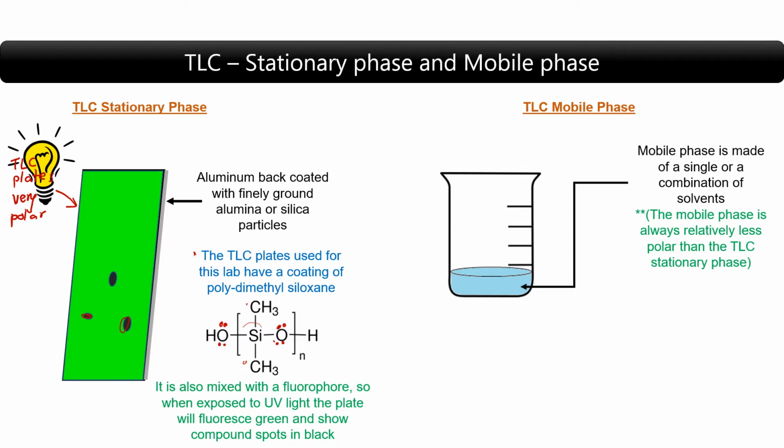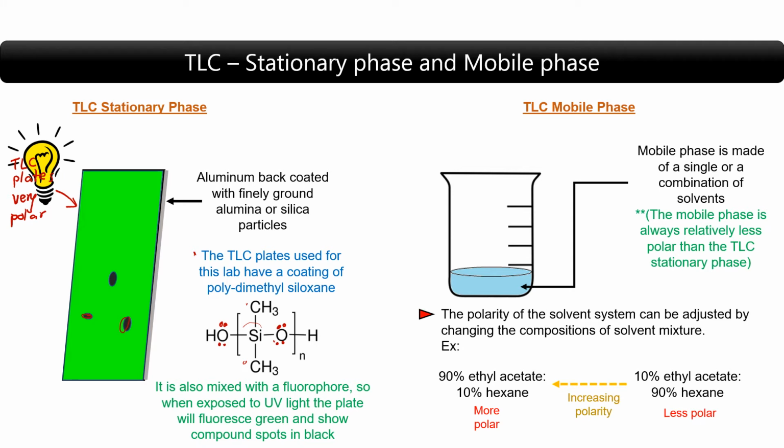The mobile phase is basically a solvent system, which is made of either a single solvent or a combination of solvents. Since the polarity of the TLC plate is considered to be very high, what we can change in our experiment is the polarity of the solvent system. The polarity of the solvent system can be adjusted by changing the composition of the solvent mixture. For example, in today's lab, our solvent system is going to be made of 10% ethyl acetate and 90% hexane.